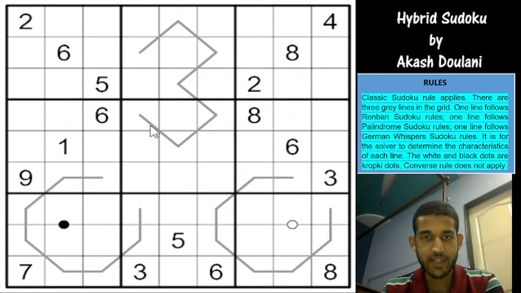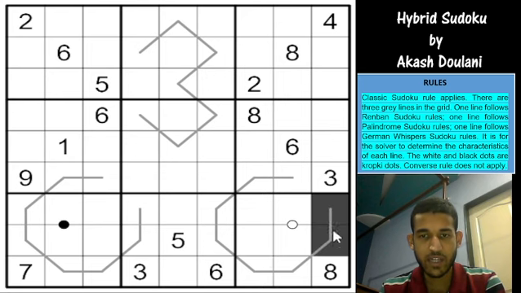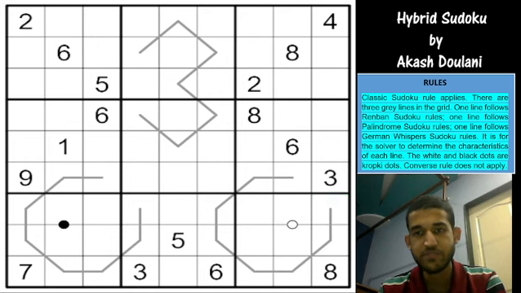One of these gray lines is a Renban line, meaning it will contain a set of consecutive digits in any order. And exactly one of the lines is a German whisper line, meaning suppose let's say this is a German whisper line. The adjacent digits along the line, each pair of adjacent digits will have a difference of at least 5. So that is the rule of the German whisper.